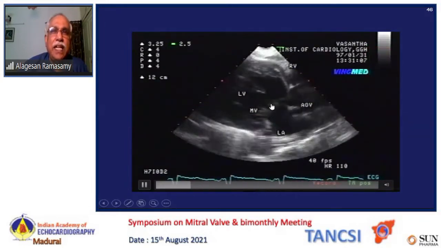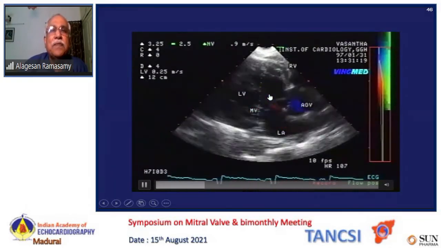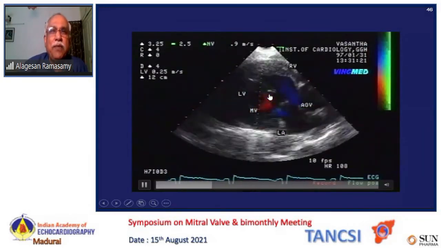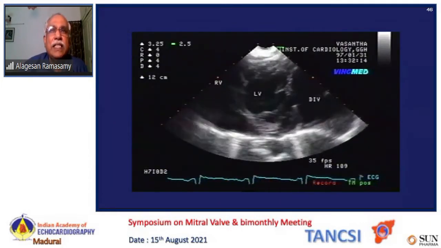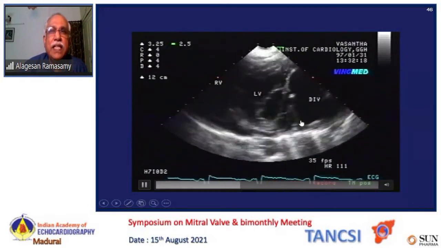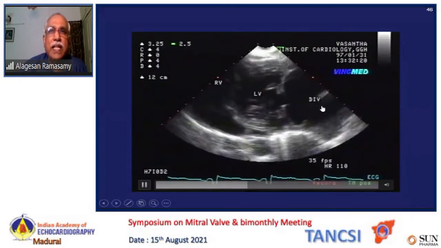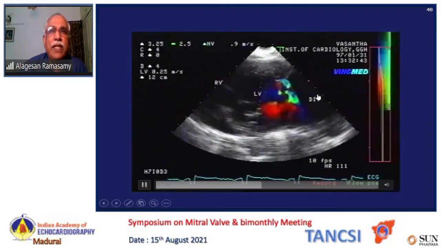So these are 1997 tape images which I have converted into MPEG. The quality may not be so good. You can see this is the left ventricle, and you can see the diverticular chamber here near the lateral wall. And you can see the communication between the two here.